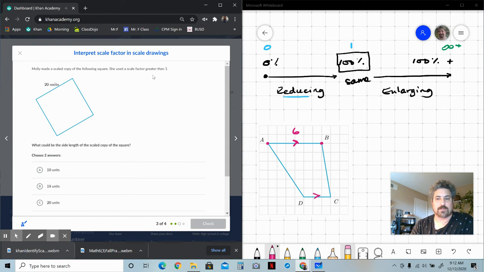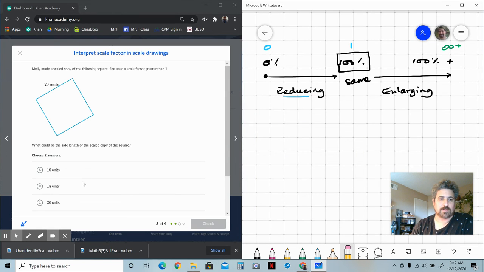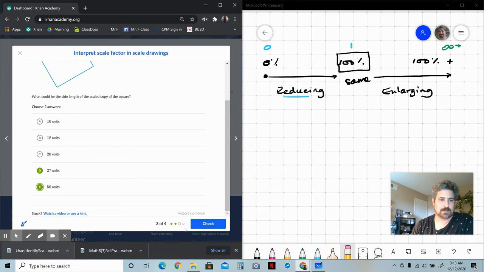Okay, this one says greater than 1. Great. So this is an enlargement, all right? So it says, what could be the side length of any scale copy of the square that is greater than 1 scale factor? So this means we're going to make something that's bigger than 20, right? So I don't think we need to spend a lot of time on this problem. It's super easy. So we just want values that are greater than 20. So, all right, that and that, those are values that are greater than 20. Is 20 going to work? No, because 20 will be a scale factor of 1, right? Whenever you keep it the same length, that means you times it by a scale factor of 1. It's 100% of the original. It's the same as the original. If greater than 1, that means it's more than 100%. It's going to enlarge. So these are going to be the two answers that work, 27 and 50.